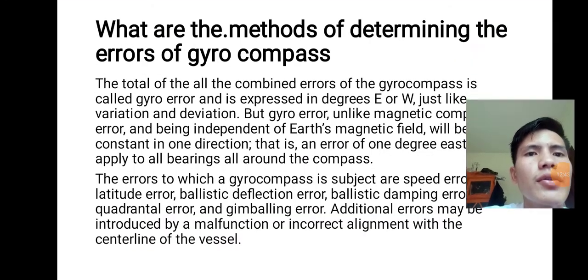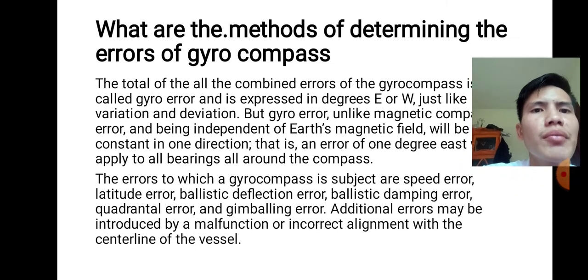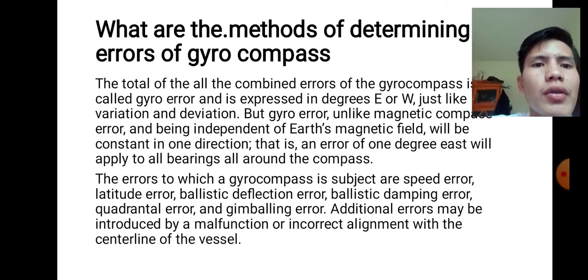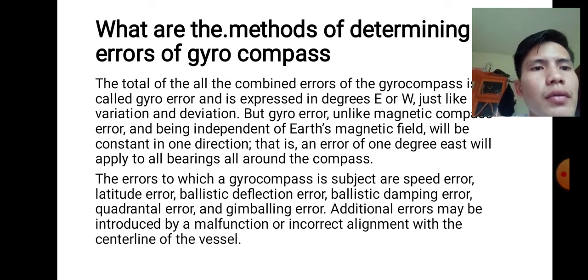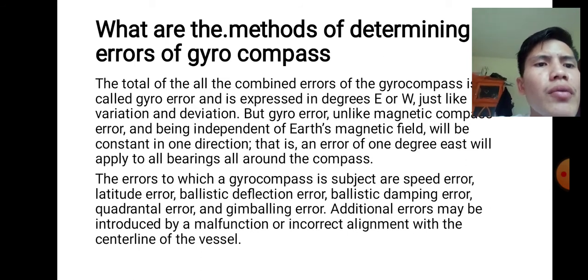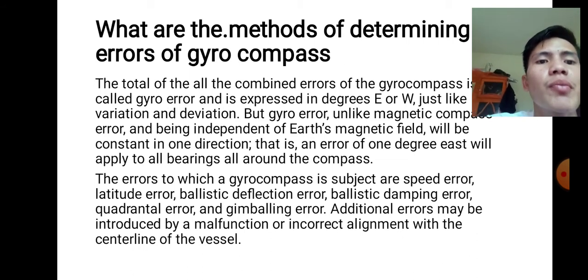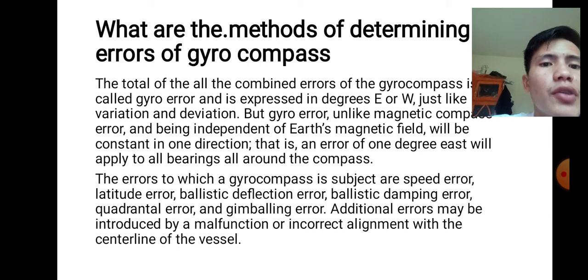So next is, what are the methods of determining the errors of a gyro compass? The errors to which a gyro compass is subject are speed error, latitude error, ballistic deflection error, ballistic damping error, quadrantal error, and gimballing error. Additional errors may be introduced by a malfunction or incorrect alignment with the center line of the vessel.